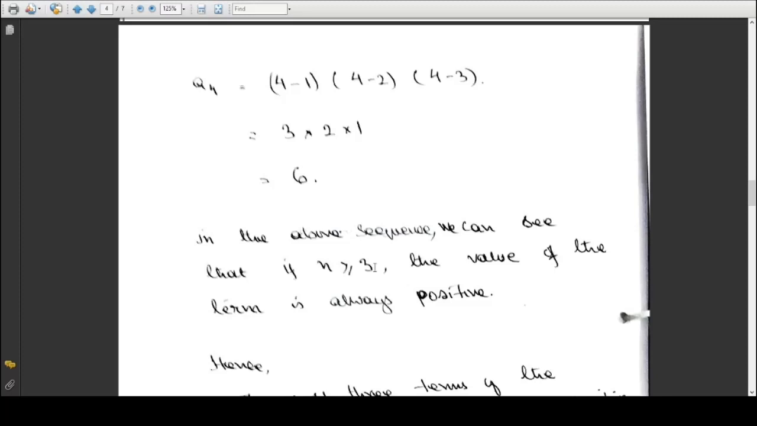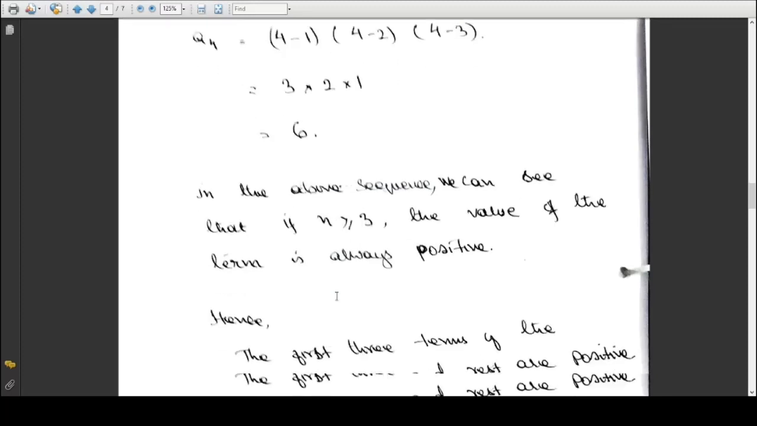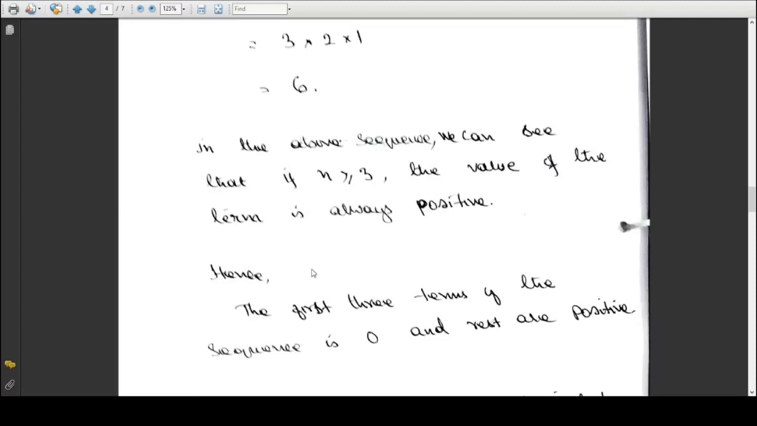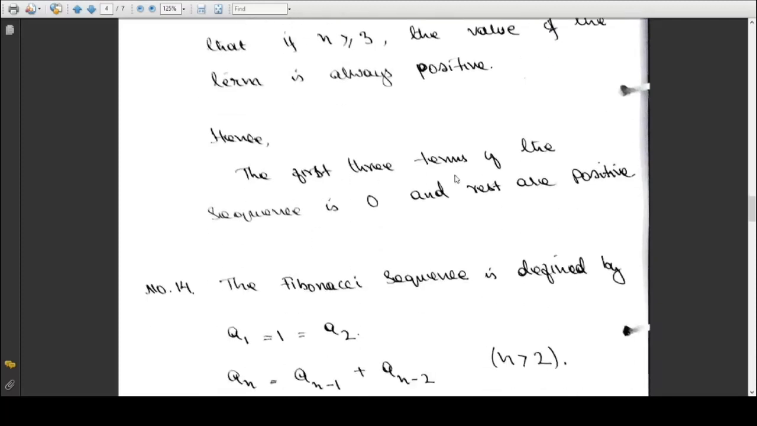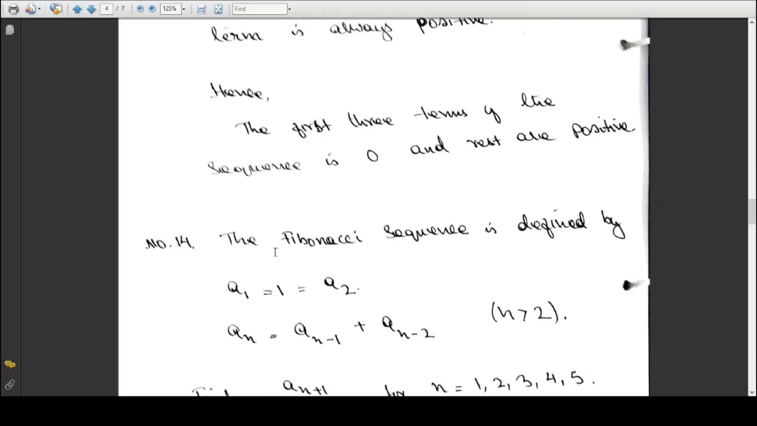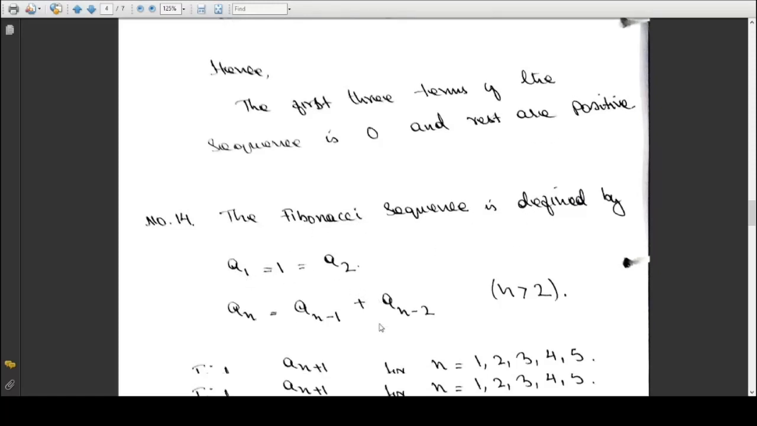Actually, it is greater than 3, because if it is equal to 3, you will get 0. 0 is neither positive nor negative, but it will always be positive if n is greater than 3. That means from 4, 5, 6, you will always get a positive value of the term. Hence we conclude that the first term of the sequence is 0 and the rest are positive. Now the next, number 14, the Fibonacci sequence is defined by this rule.